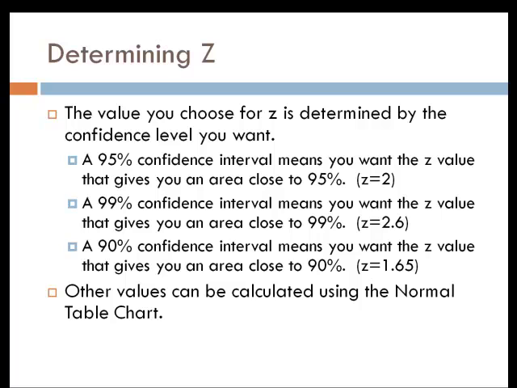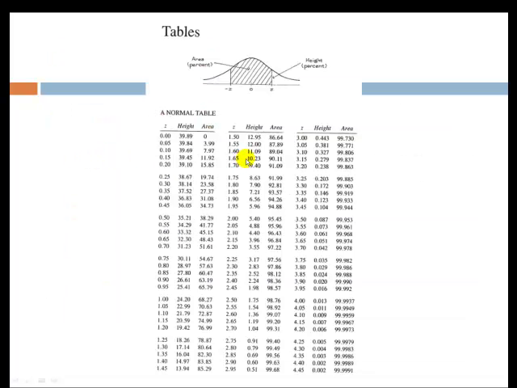If you don't need to be quite so confident and you decide to use a 90% confidence interval, then you would use a Z value of 1.65. And you can find other values as well using the normal table chart at the back of the book. And here's a picture of it.